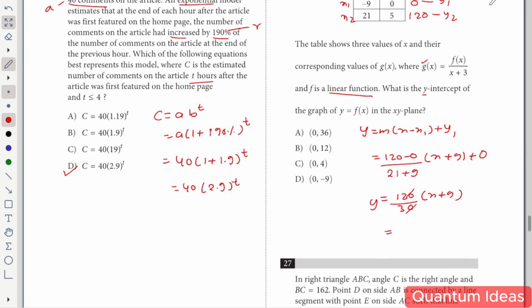So this is gone, this is gone, 3 4s. This is 4 times (x plus 9). So this is our equation, right? f(x). So we have to find the y-intercept, just plug in x equals 0. So 9 times 4 is 36. So our final answer is (0, 36). Okay, this is our y-intercept and this is our x0. So the answer is A.